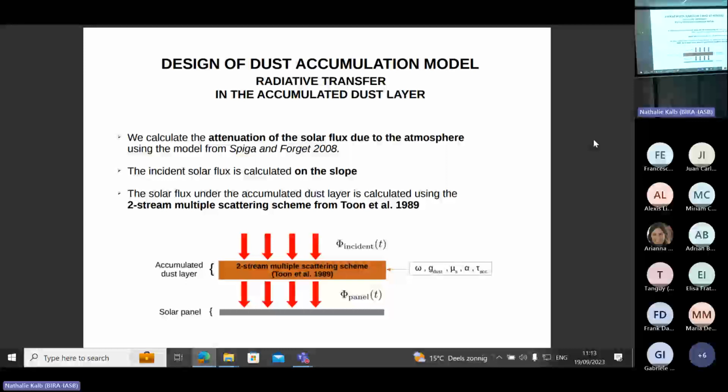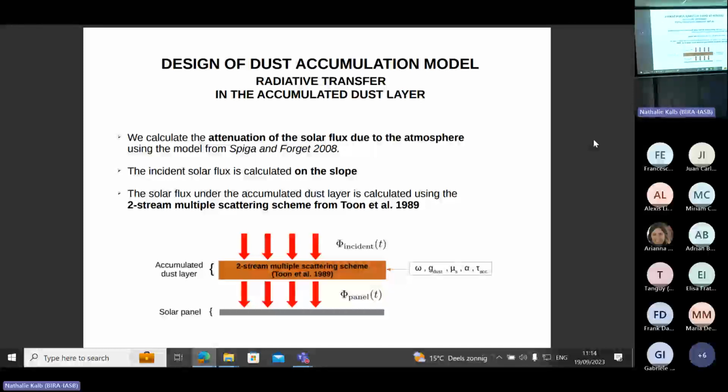Once we have the amount of dust that has accumulated on the surface, on the solar panel, we need to calculate how much it will reduce the solar flux. First, we need to calculate the attenuation of the solar flux by the atmosphere. We use the model of Spiga-Forget 2008, which allows us to calculate the solar flux on the slope. Once we have this solar flux, which is reduced by the atmosphere, we have the incident solar flux on the dust layer, for which we know the amount of dust.